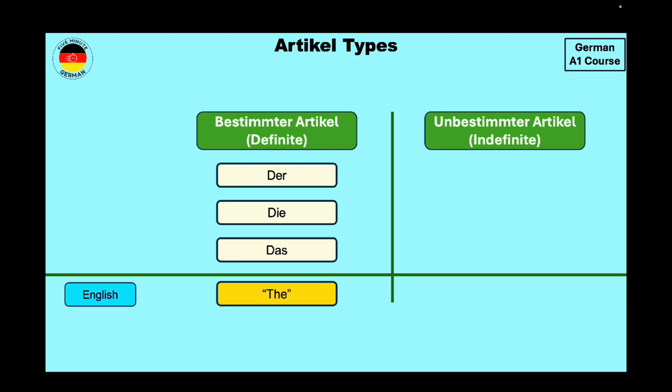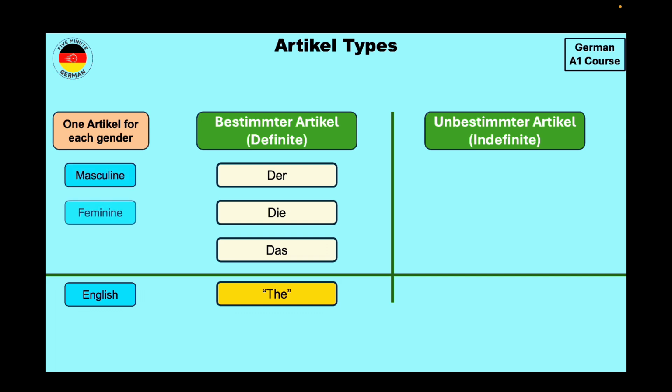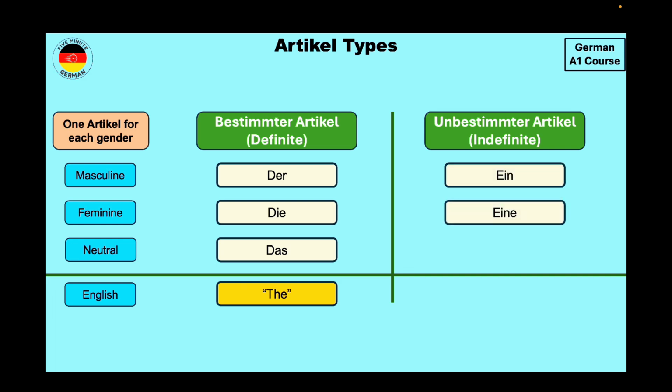Now you will be asking, why do we have three Bestimmter Articles? The reason for that is that we have one article for each gender. This means we have one article for masculine, which is der, one for feminine, which is die, and one for neutral, which is das. Moving towards Unbestimmter Artikel, these are ein for masculine, eine for feminine, and ein for neutral.